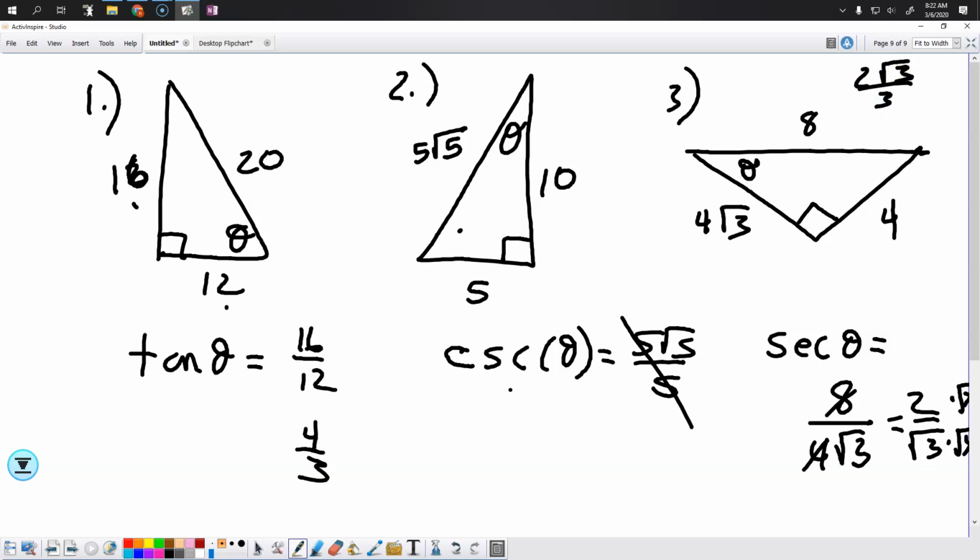Okay? So, go ahead and get out a piece of paper. You need a pencil. We're going to do our unit circle test on the coordinates. Put everything off your desk except for a piece of paper and a pencil.